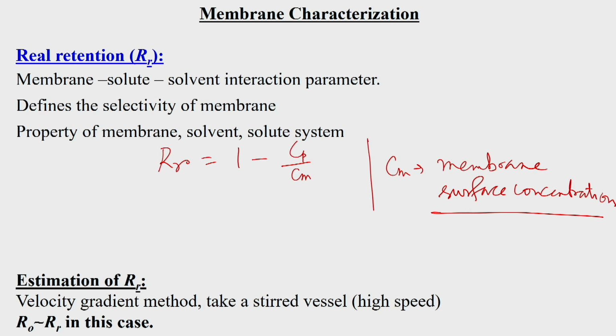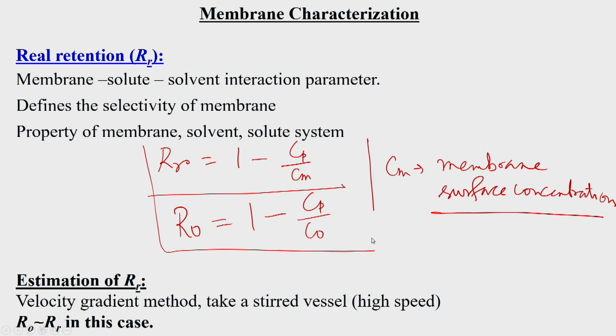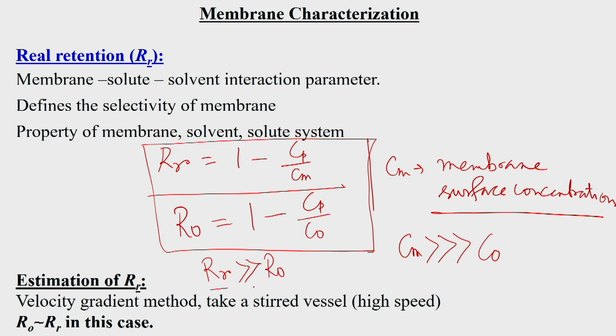So, now from here we can get that in case of observed retention, we explained it as 1 minus Cp by C0, and the real retention is equal to 1 minus Cp by Cm, and we know that Cm is much greater than C0. So, from here we can say that the real retention value will be greater than the observed retention, as Cm is greater than C0.